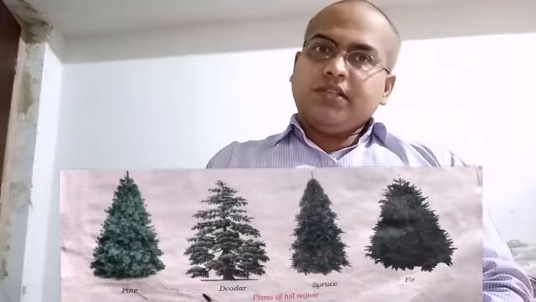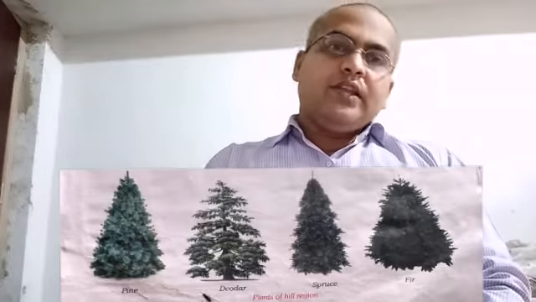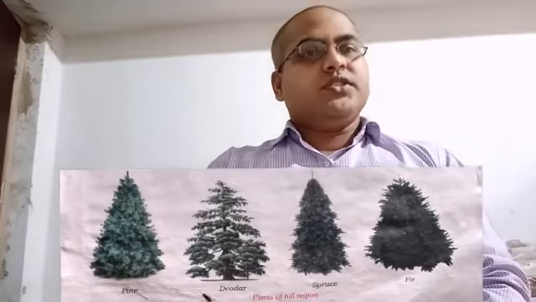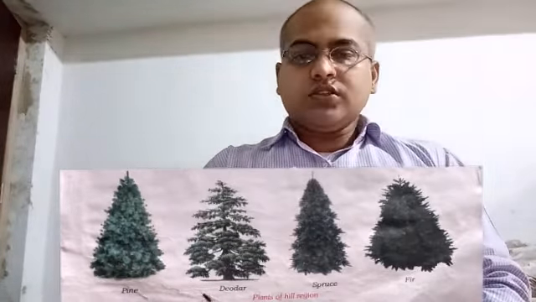Now comes question number 3, that is give two features of plants of plain region. Two features of plants of plain region are, number 1, leaves are flat and thin, and number 2, they shed leaves in winter and new leaves grow in spring season. These are the two characteristics of plants of plain region.